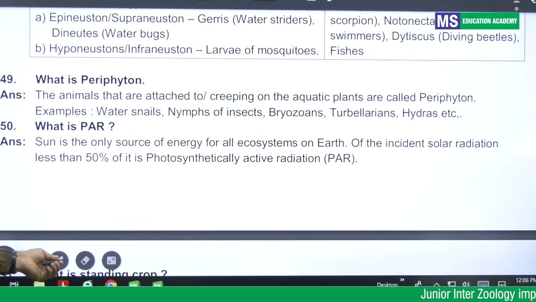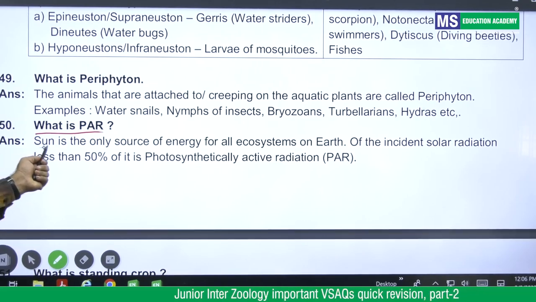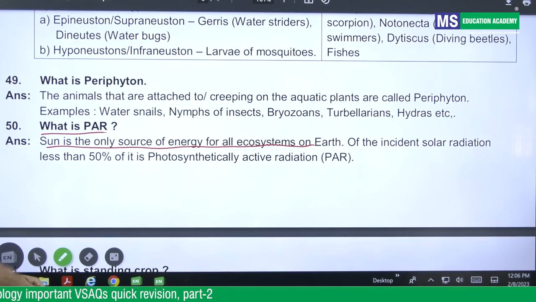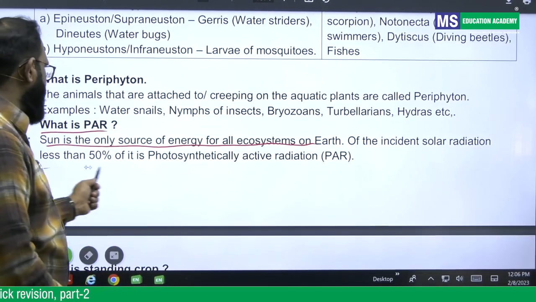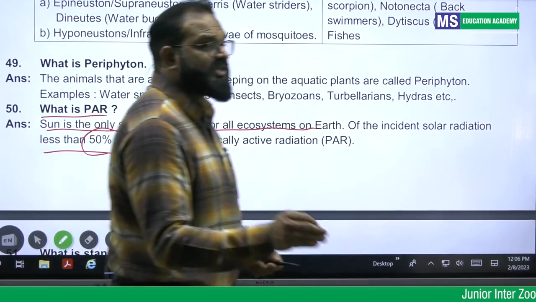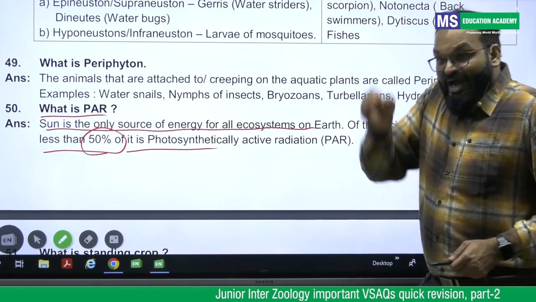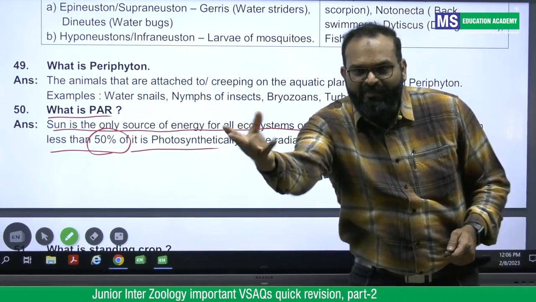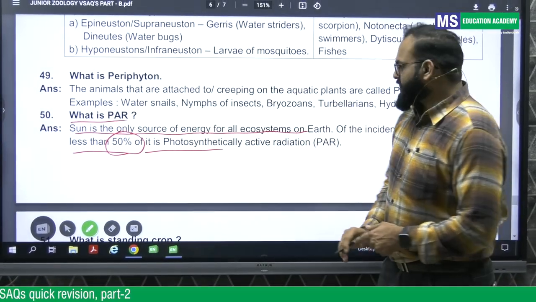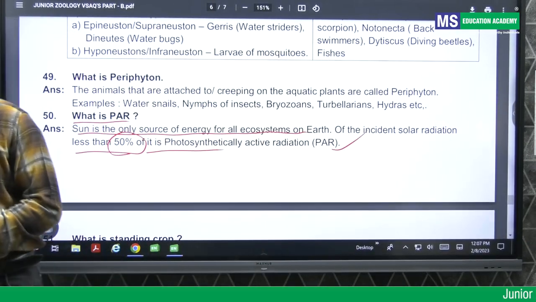Right. Now, what is PAR? Sun is the only source of energy for all ecosystems on Earth. Of the total incident solar radiation, less than 50% of it is available for the plants to perform photosynthesis. And that light which is available for the green plants to perform photosynthesis is called PAR, photosynthetically active radiation.